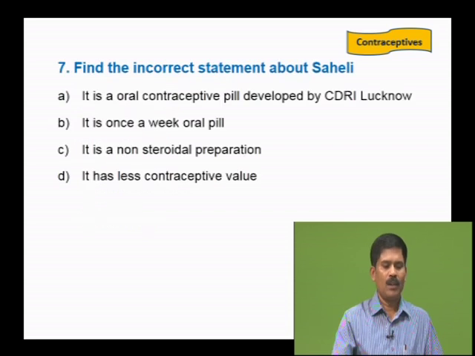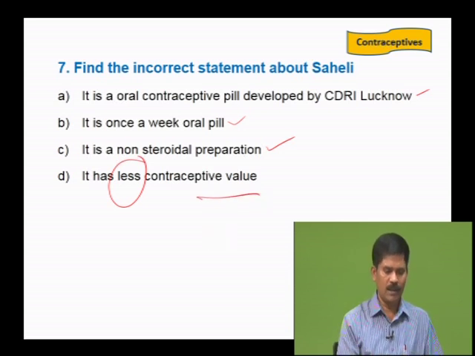Find the incorrect statement about Saheli. It's an oral contraceptive pill developed by CDRI Lucknow. This is the right statement. It's a once a week oral pill. Yes, it's also a right statement. It's a non-steroidal preparation. It has less contraceptive value. The significance of Saheli as an oral contraceptive pill is that it's non-steroidal as well as it has high contraceptive value. Therefore, this statement is wrong with respect to Saheli. So this is the right option, that is D.